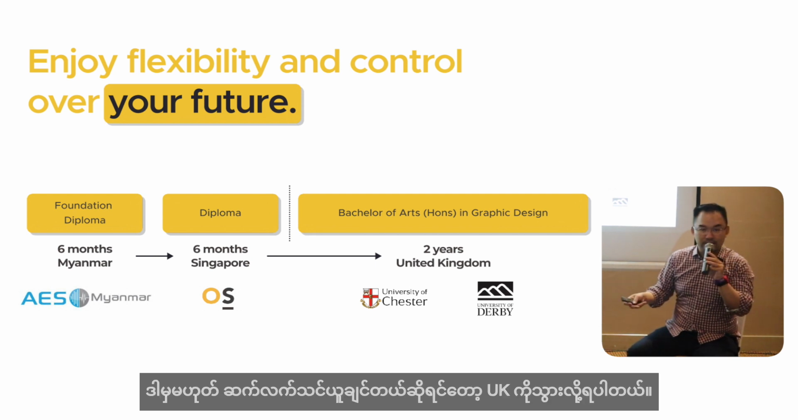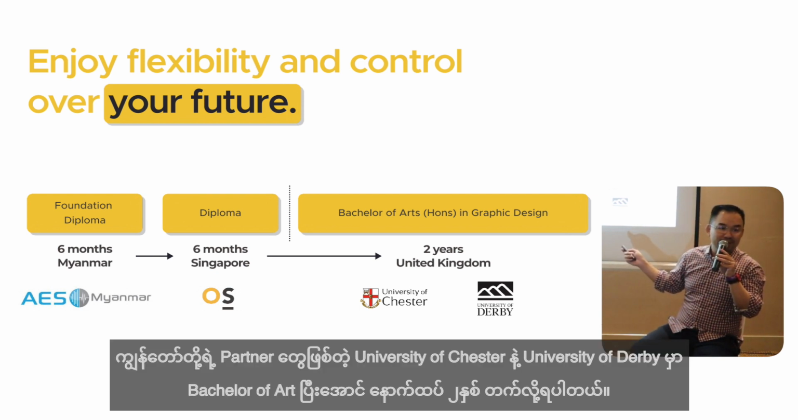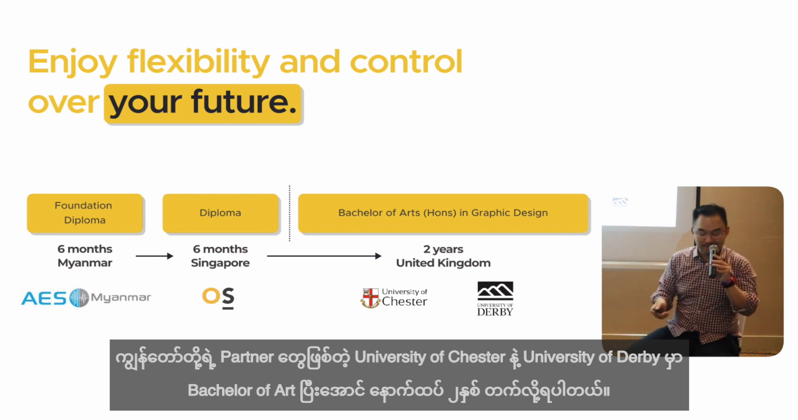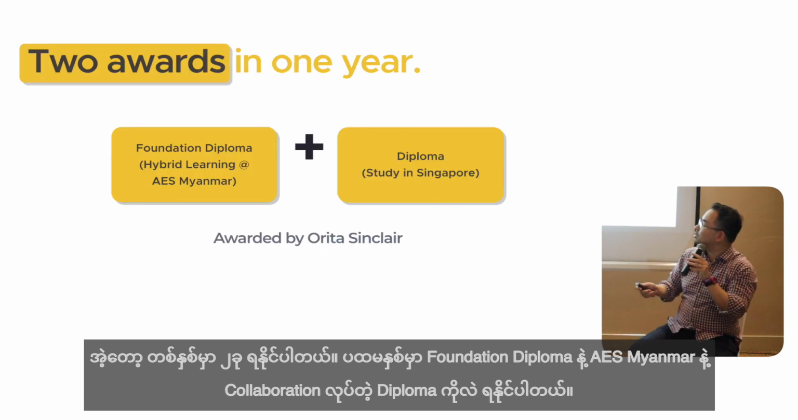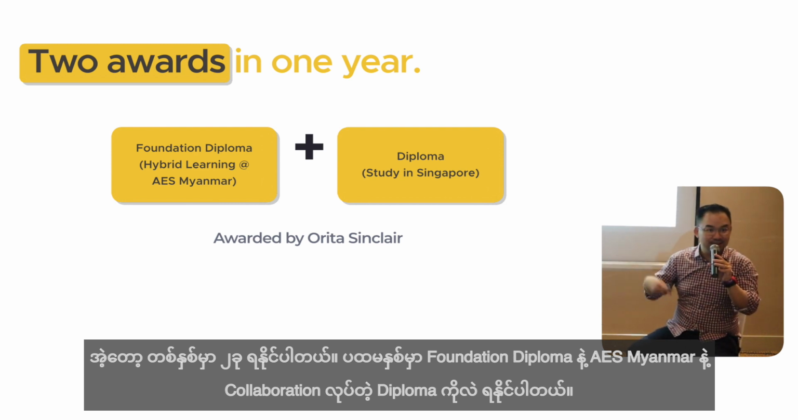So after 1 year, you can actually choose to stop. You graduate, you're confident, you can go out and work. Or if you want to further your studies, you can choose to go to the UK, with our university partners, University of Chester, University of Derby, to complete a Bachelor of Arts in another 2 years.